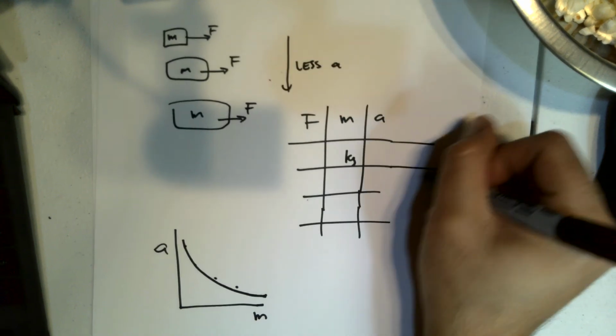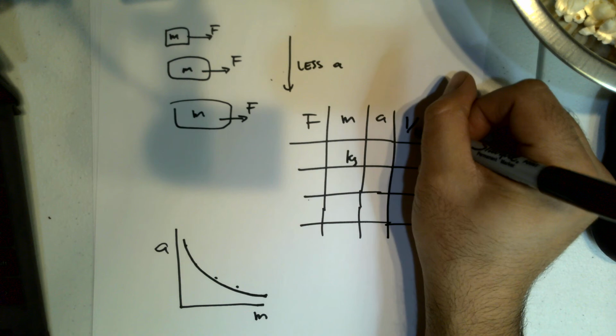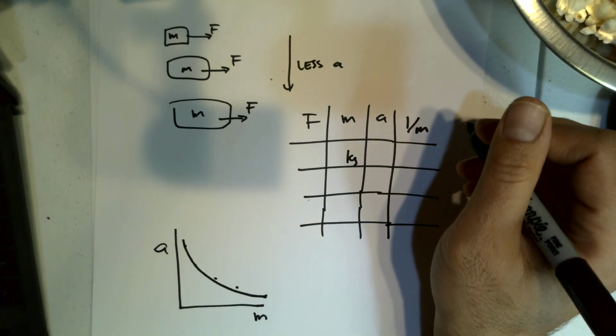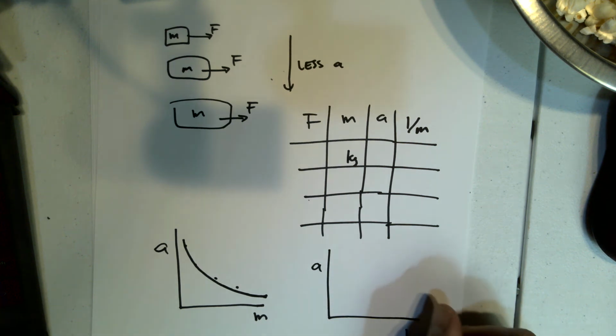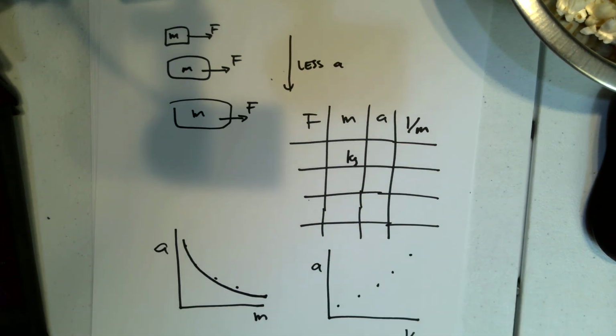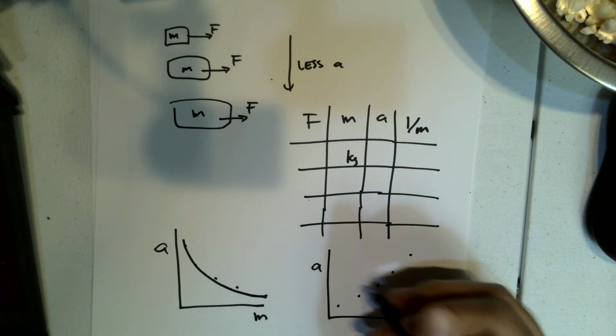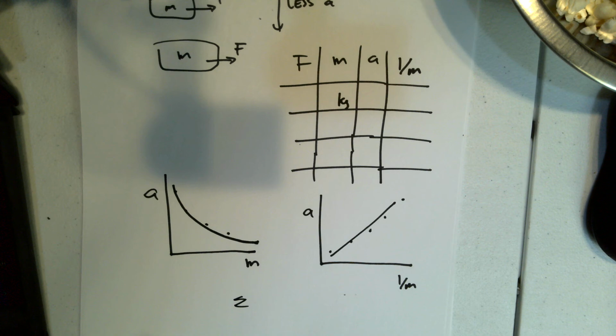So you're going to take your data and modify it. We're going to try to linearize it. I want you to make a column of 1 over m. If we plot a versus 1 over m, then we should get a linear fit. Let's look at the second law really quickly and see why.